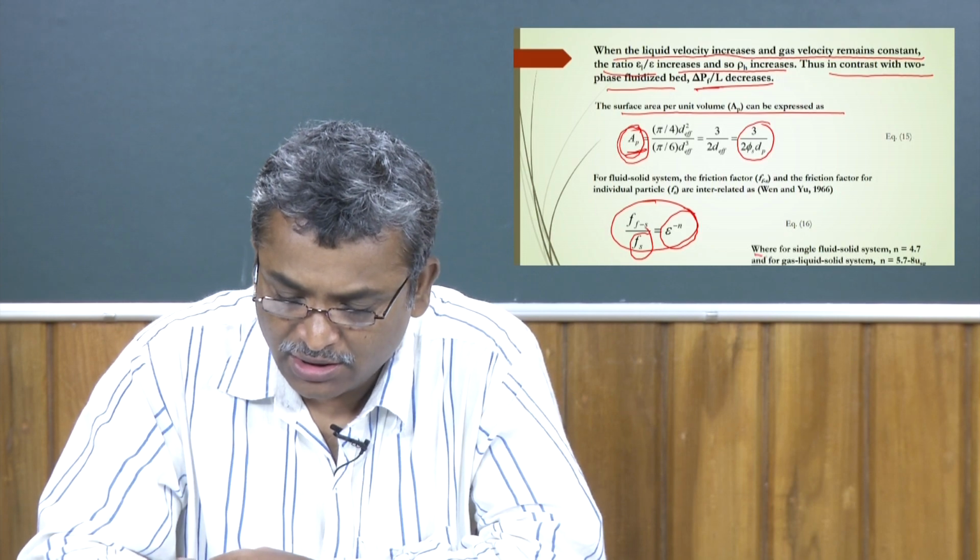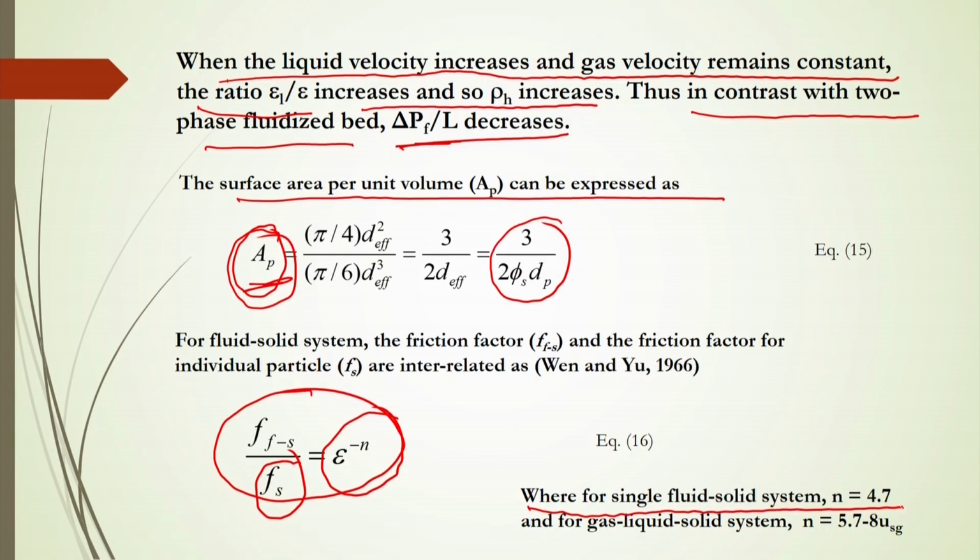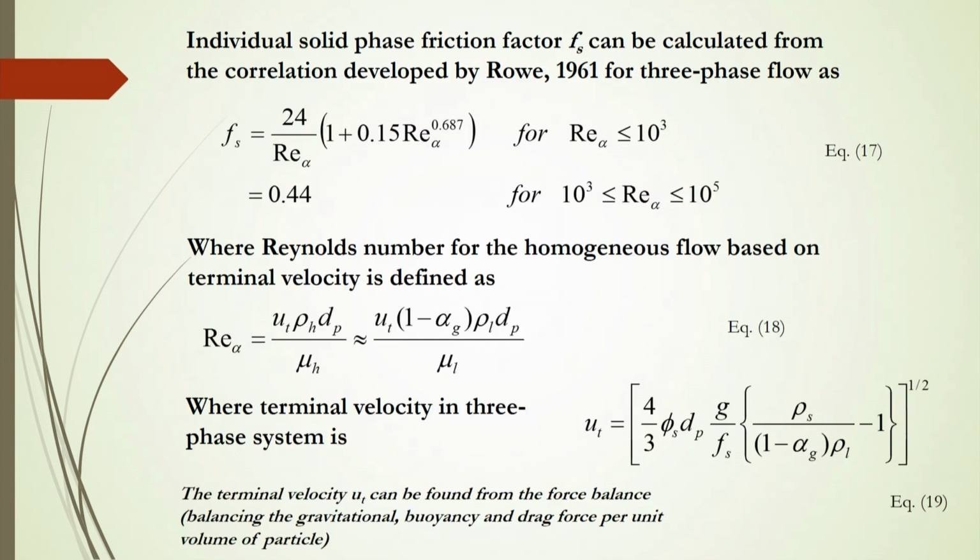So, in that case, for single fluid solid system, n is the coefficient, n is equal to 4.7, whereas for gas liquid solid system n is a function of superficial gas velocity, and that can be calculated from this equation. N will be equal to 5.7 minus 8 into USG. So, once we know these equations, you have to substitute in the Wallace equation, then you can get the fluid drag by this Wallace equation.